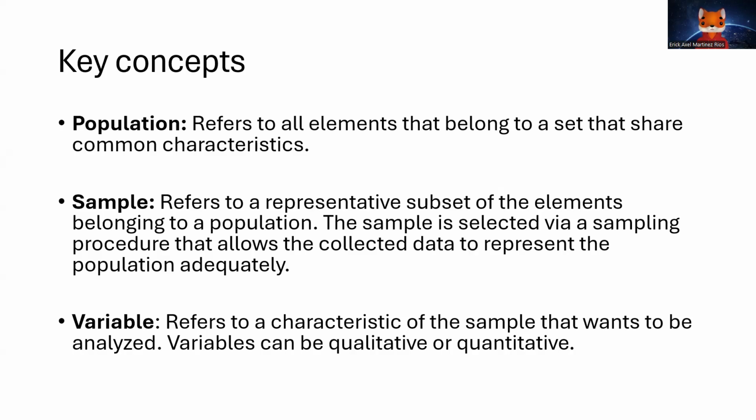This sample is selected via a sampling procedure that allows the collected data to represent the population adequately. And this is an important point, because collecting that sample, from a resources point of view, is better since you don't need to analyze all the individuals in the universe. In the example I was making before, we were talking about the students in a university and their weights and heights.